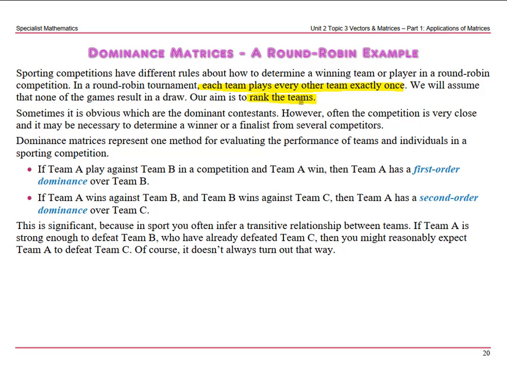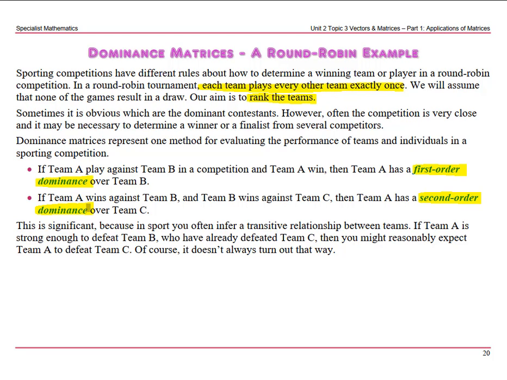If Team A plays against Team B in a competition and Team A wins, then Team A has first order dominance over Team B, because Team A beat Team B directly. So that's first order dominance. Now, if Team A wins against Team B and Team B wins against Team C, then Team A has second order dominance over Team C. So because Team A beat Team B and Team B beat Team C, you can say that Team A is better than Team C if you want to think about it that way. So it's second order dominance.